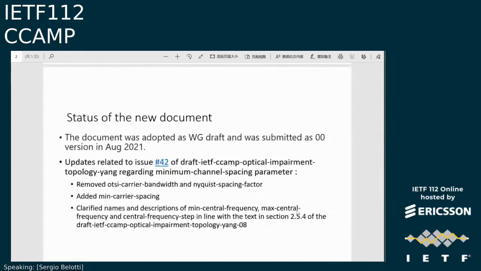This draft was adopted as a working group draft in August and was submitted as version 00. The update that we provide this time is basically related to an issue coming from the optical impairment topology model, that is issue 42 regarding the minimum channel spacing parameters.